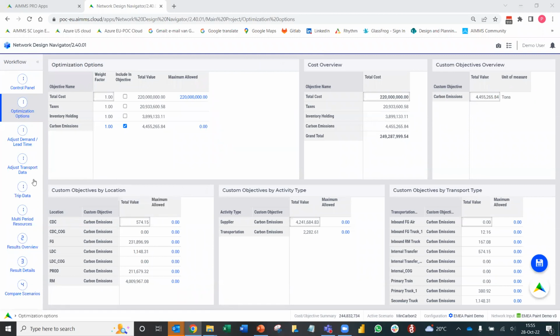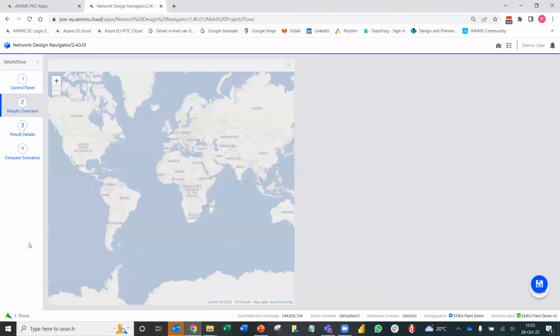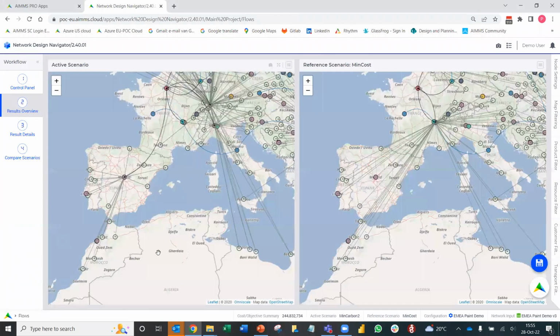Of course, once you've run these multiple scenarios, you also want to be able to compare them. So within the application, you've got the ability to save these scenarios and compare them. So for example, in this screen here, side by side, I'm seeing the implications on the map. Over on the right in the min cost network, I'm doing a lot of long-haul secondary delivery into Iberia and North Africa from France. That's the lowest cost option.